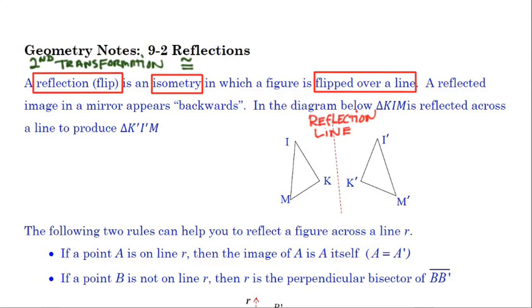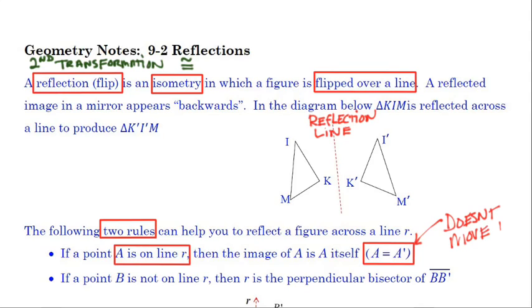And so I have my original image, KIM, and my resulting image is K prime, I prime, M prime. So this is my pre-image, this is my image, this is the original, this is the resulting figure. There are two rules that can help us figure out where these lines go. The first one is, if I am on the line, then I don't move. So it is where it would be itself.